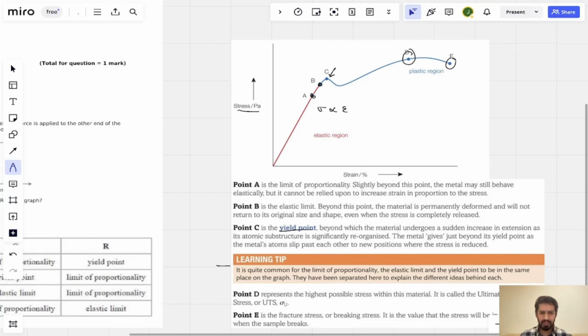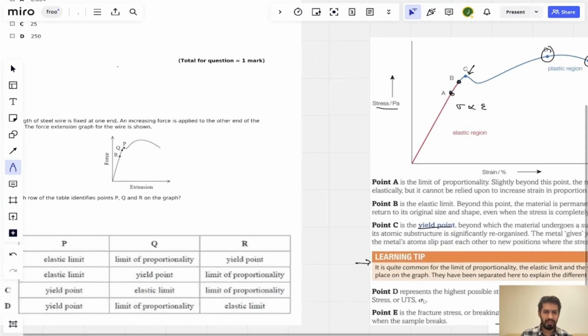Also, you should note down this learning tip. It is quite important for the limit of proportionality, the elastic limit, and the yield point to be in the same place on the graph. They have been separated here to explain the different ideas behind each. So sometimes they will be very close to each other. They can also be at a single point, but still you should know their individual definitions.